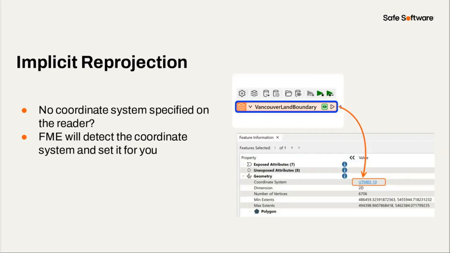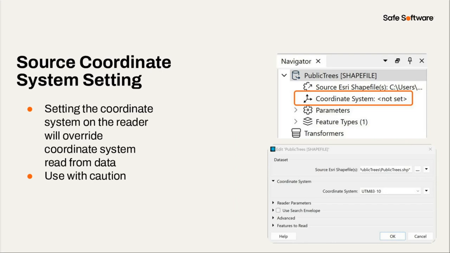Most of the time I've found it to be pretty accurate when you're reading your data, so it's something I wouldn't worry too much about. I'd just be a little more cautious when you're writing out your data. If you're writing out to an existing data set and you've been automatically assigned a coordinate system, FME will automatically reproject that for you when it reaches your writer. So again, use your source coordinate system parameter with caution.